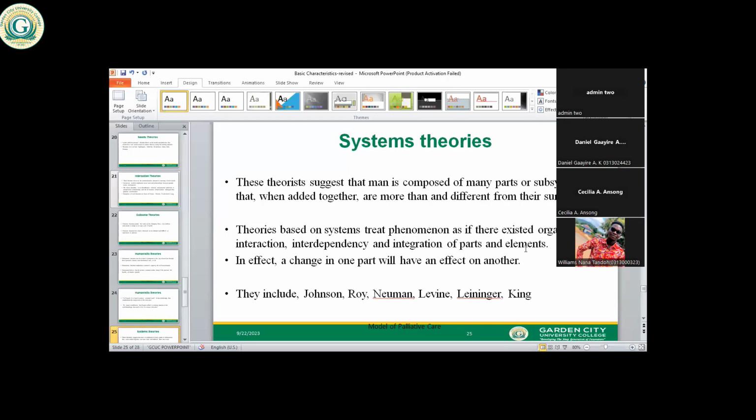So you have to consider all aspects of the individual, whether spiritual, psychological, financial, emotional, or what have you, because we believe that the individual is made up of systems, and these systems and subsystems are interrelated. So when a part is affected, it can have effects on the other. We have examples of theories under the systems theory: Sister Callista Roy, Imogene King, Myra Levine, and the rest. Once we take the theories and present them in our presentations, we'll appreciate them better.